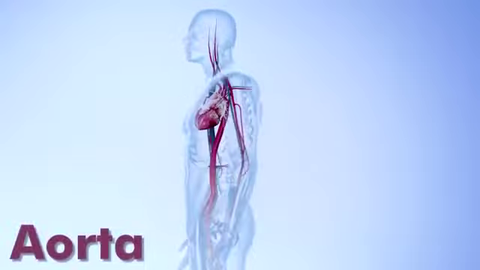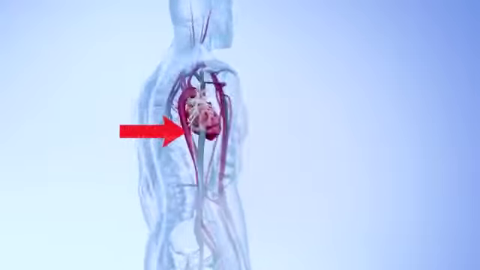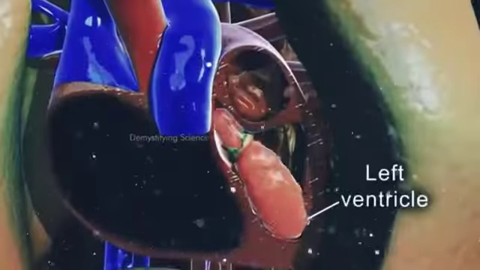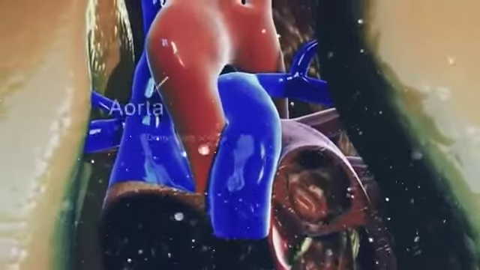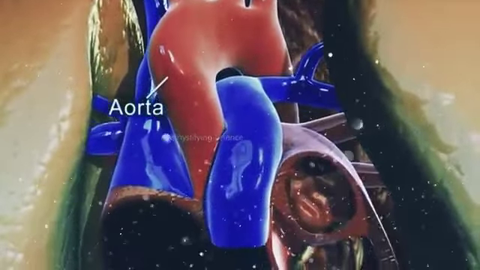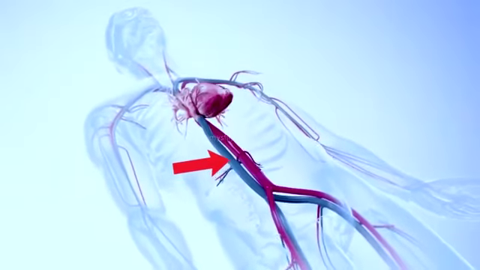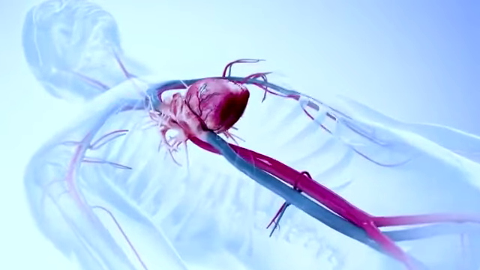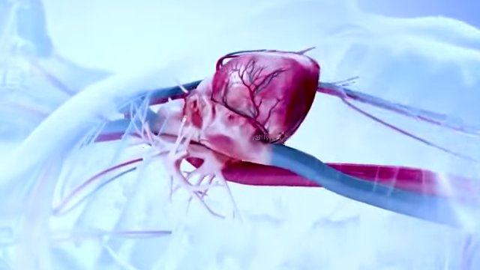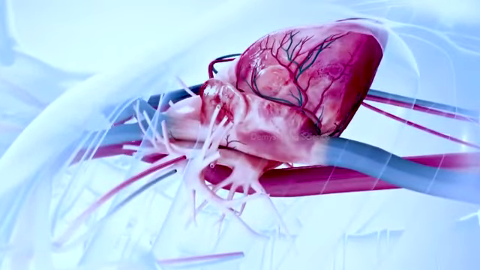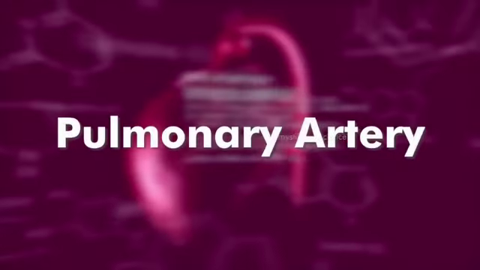Number 1. Aorta. The aorta is the largest artery in the body. It carries oxygenated blood away from the left ventricle to the body. Number 2. Vena cava. The vena cava is the largest vein in the body. It carries deoxygenated blood from the body back to the heart. Number 3. Pulmonary artery.